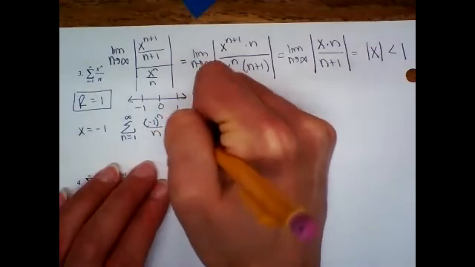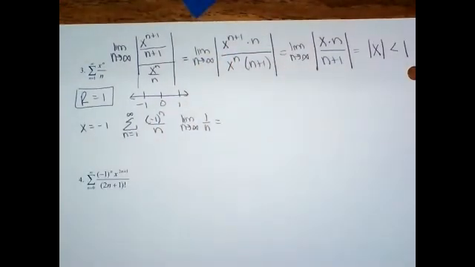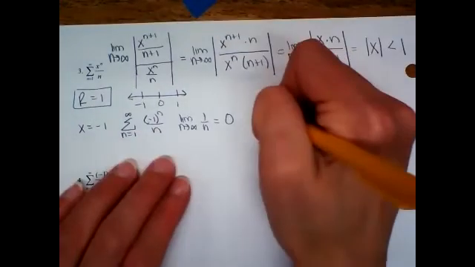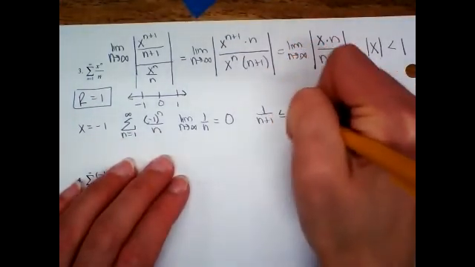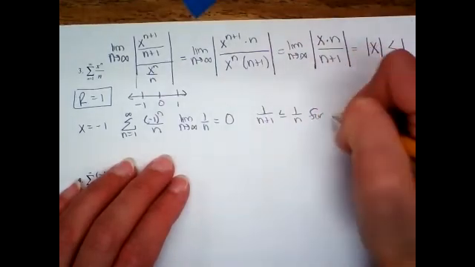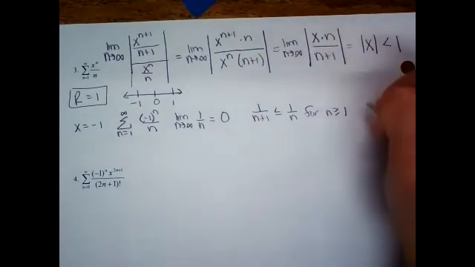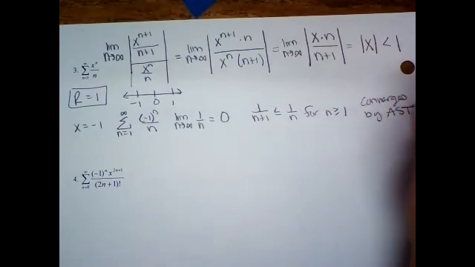Limit as n goes to infinity for that. Will that come out to be 0? Yes. Good. And then the terms are going to keep getting smaller. So 1 over n plus 1 is going to be smaller than 1 over n for n's bigger than 1. And so this converges by alternating series tests.